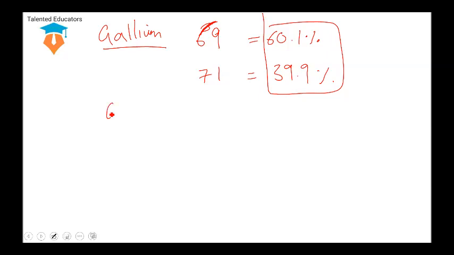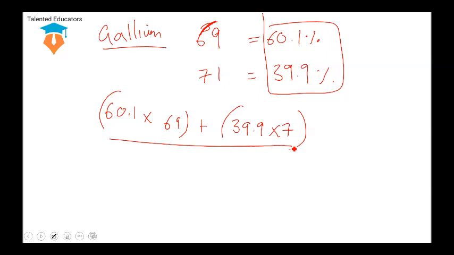So what you're going to do is 60.1 times 69, add 39.9 times 71, divided by adding up the percentages, 60.1 add 39.9, which adds up to 100 we know, and that should give you 69.8 in the calculator. And that is all. That is your relative atomic mass. Now, I think that's pretty much it. I think that's all self-explanatory, and we will now go through some exam questions to really put in practice what we've learned.